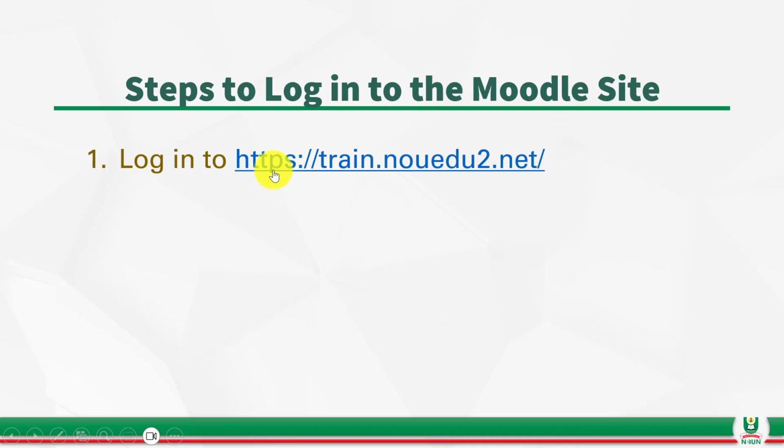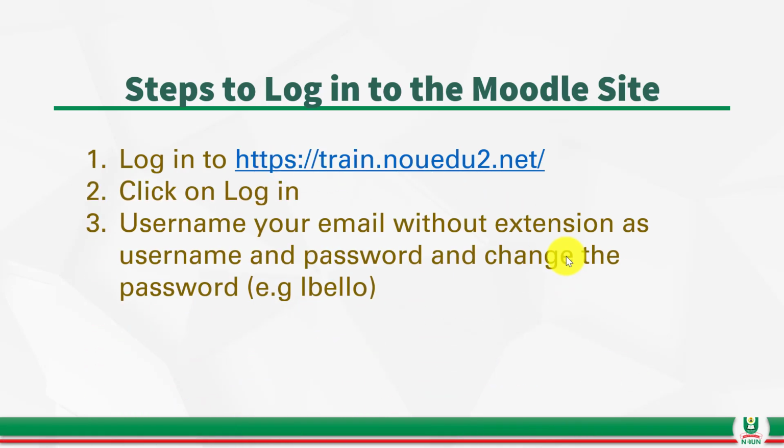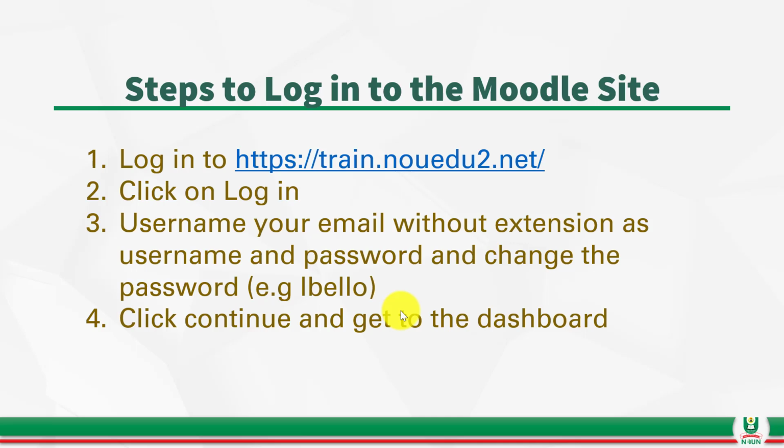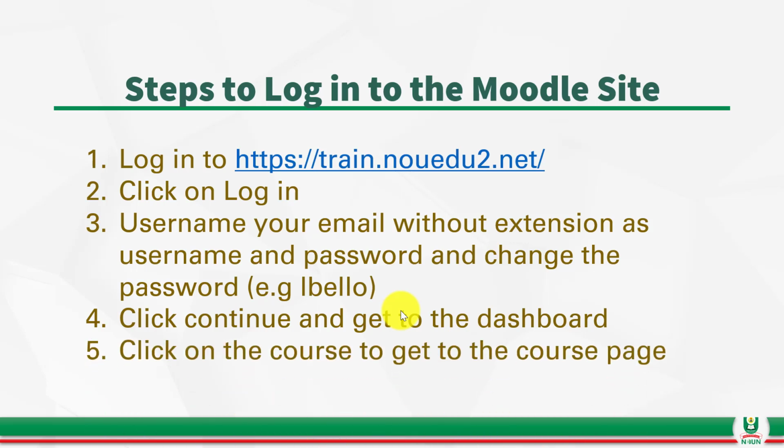For this particular training, you log into this URL. When you click on login, you need to input your username and password. For this training, your username and password will be your email without the extension. So if my email is lbello@noun.edu.ng, my password is lbello, and that applies to all the participants in this workshop. Then you click on continue, then you get your dashboard.